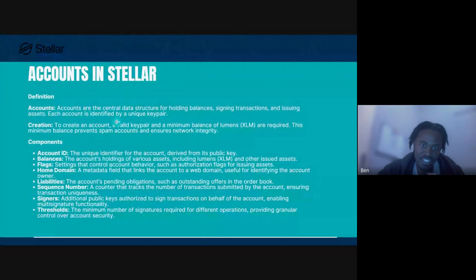So accounts are the central data structure for holding balances, signing transactions, and issuing assets. Each account is identified by a unique key pair. So this is what I just said. So your account, you have your public key and you have a private key. The private key should not be shared with anyone. If anybody has your private key, that person can steal and sign transactions on your behalf.